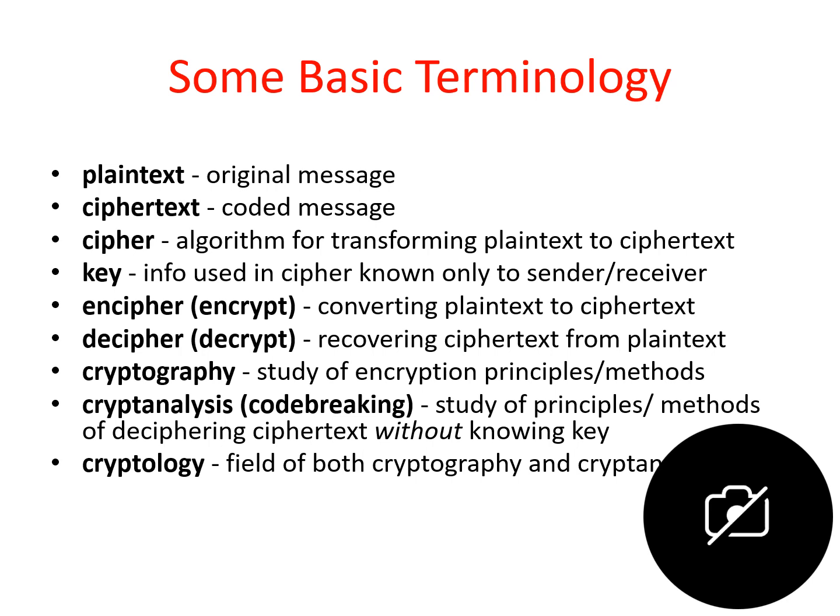So these are some basic terminologies: plaintext, ciphertext, cipher, key. Plaintext is the original message. Ciphertext is the encoded message. Cipher is the type of algorithm we are using for converting the plaintext into ciphertext. Key is the information used in the particular algorithm. Encipher means converting plaintext to ciphertext. Decipher means decrypt, recovering the plaintext from ciphertext. Cryptography is the study of encryption methods. So these are the basic terminologies we have analyzed.